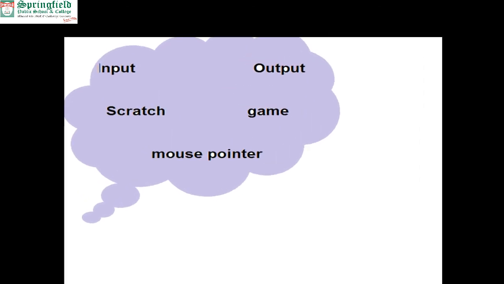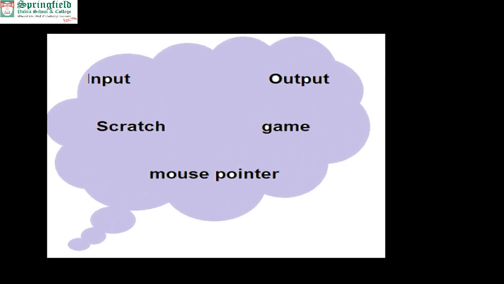Okay, input means we input data, we give some data. Output is the visual effects which we see on the monitors, on the printers. Okay, this is called the output. Okay, and Scratch is a programming language for children. Okay, game, in which we will play something, we will learn something. Okay, a physical or maybe a visual activity. Okay, mouse pointer, a small arrow with the help of which we can click on the screen.